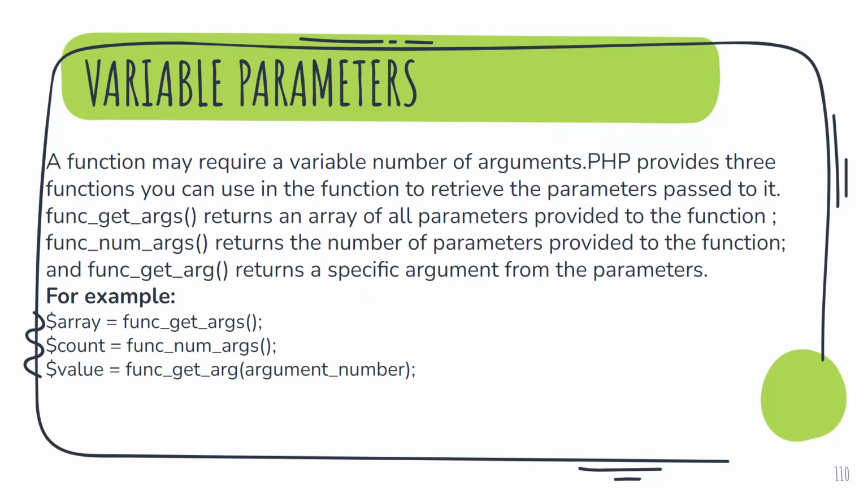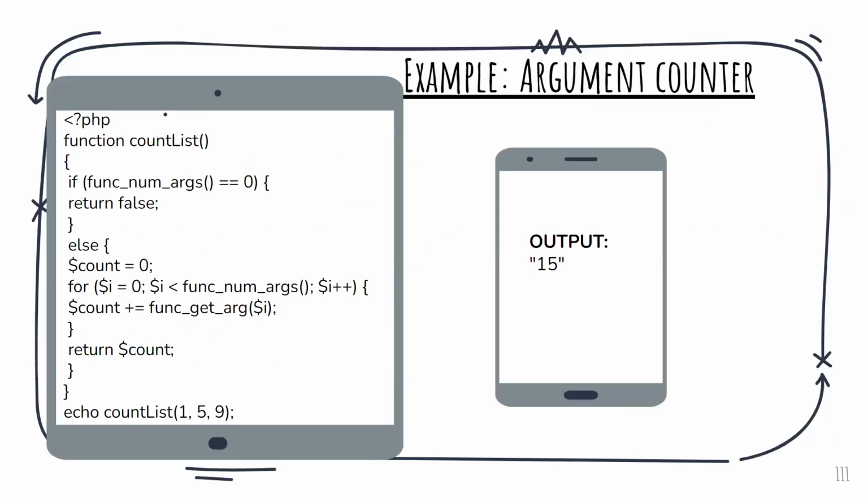Here we can see, for example, the $array stores all the returned array parameters of the function, and the count variable here specified is used to store the number of parameters used in the function, and the value variable here stores the particular argument which is specified in the argument number of the function. Here is an example of the argument counter.